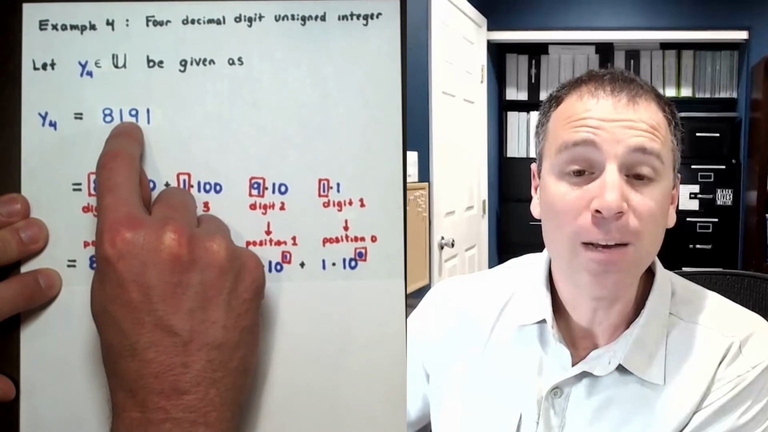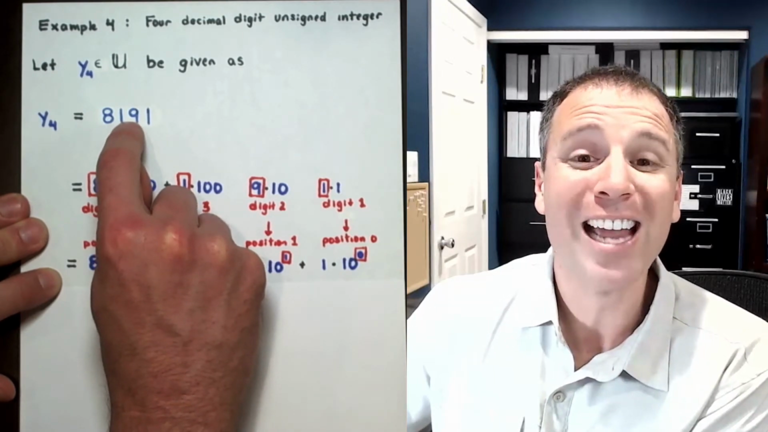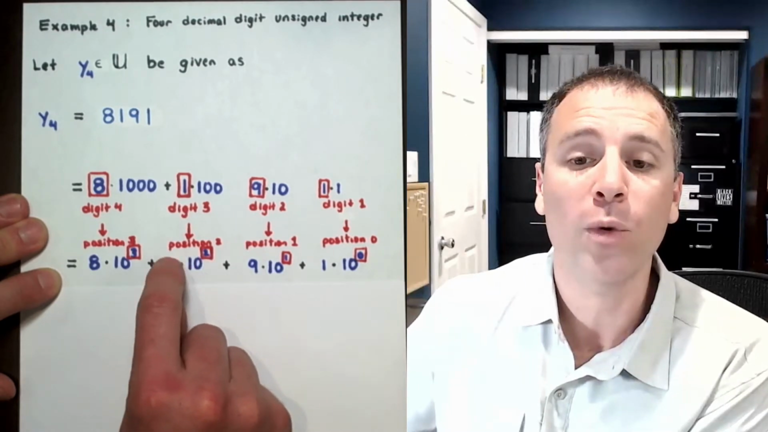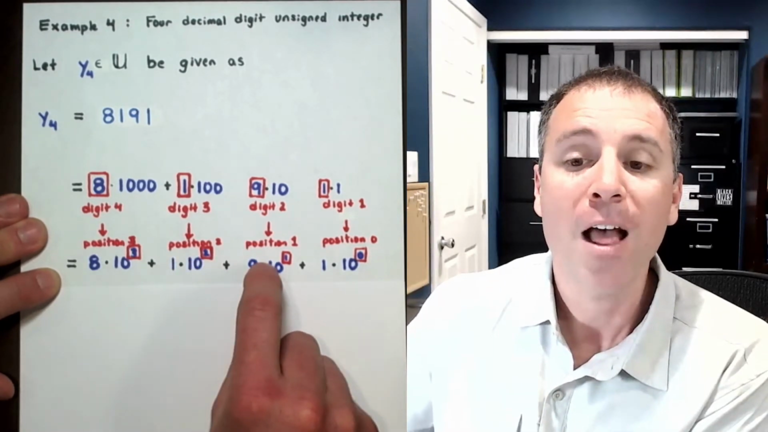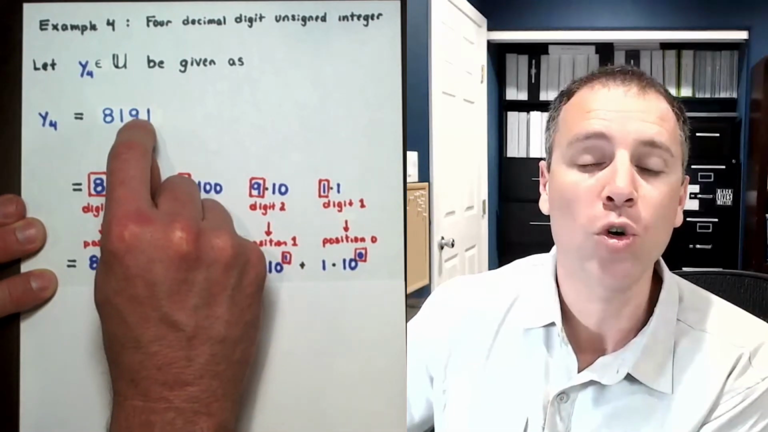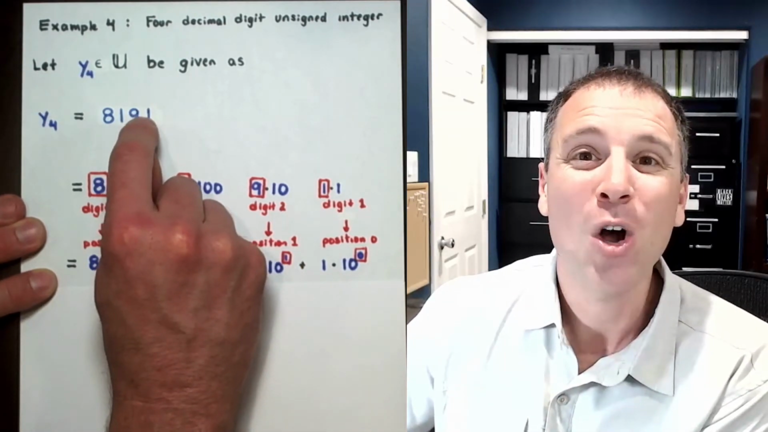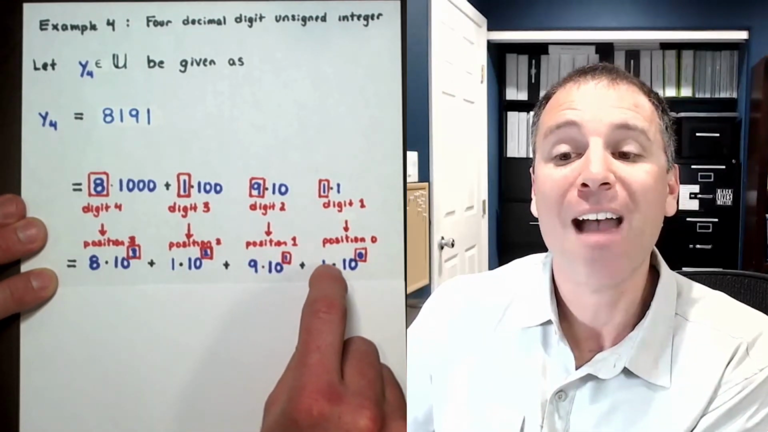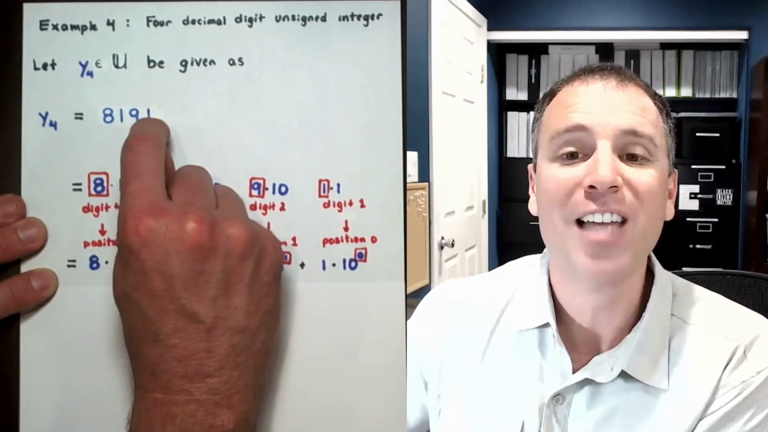The second position is the position aligned with 10 squared. So that's 1 times 10 squared, which is of course one group of 100. The first position is aligned with 10 to the first power. How many groups of 10 to the first power do I have? Well, I have 9 of those. In other words, that's 9 times 10 to the first. And then I have one group of 10 to the 0, or I just have 1.